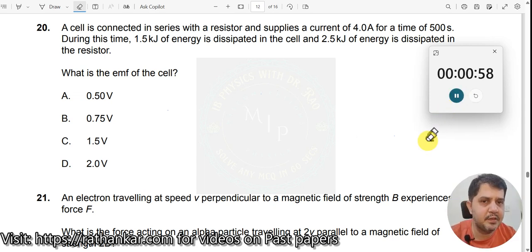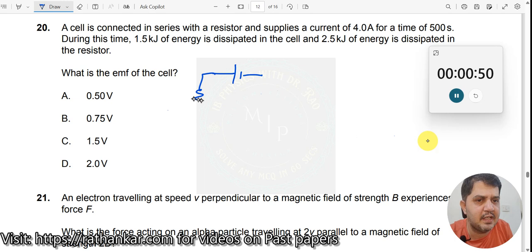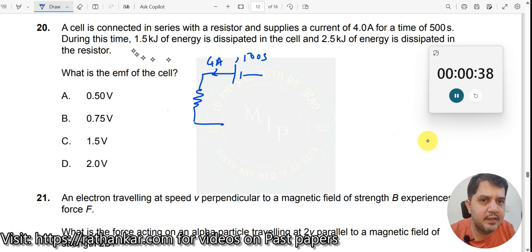Okay, question number 20. A cell is connected in series with a resistor. I always try to write down the equation or maybe the circuit. It supplies a current of 4 ampere for 500 seconds, and during this time 1.5 kilojoules of energy is dissipated in the cell.